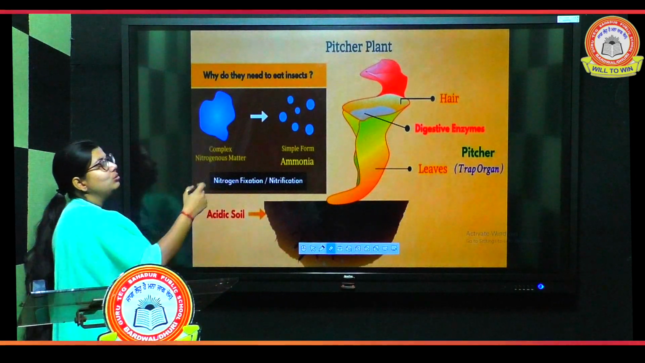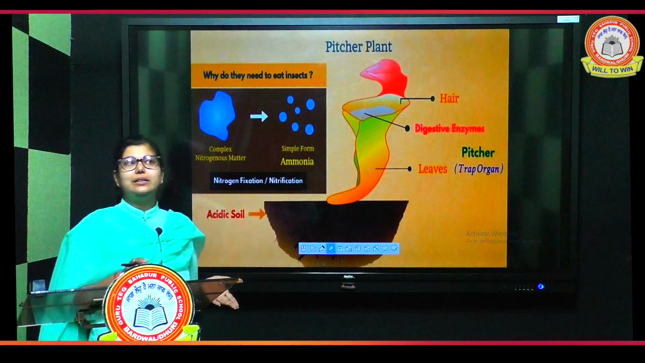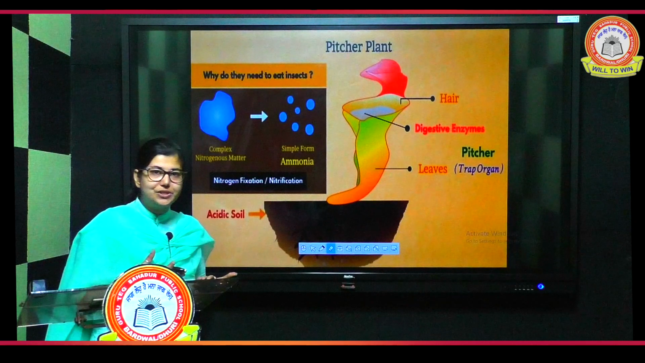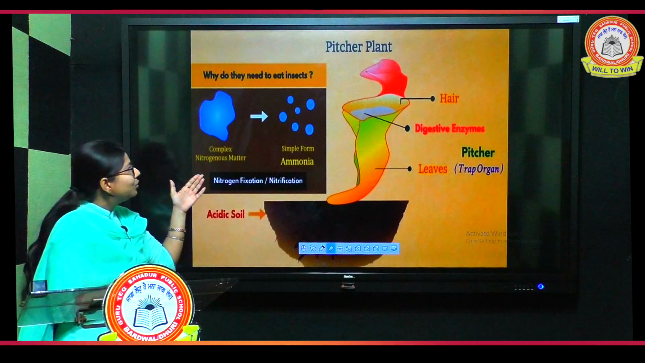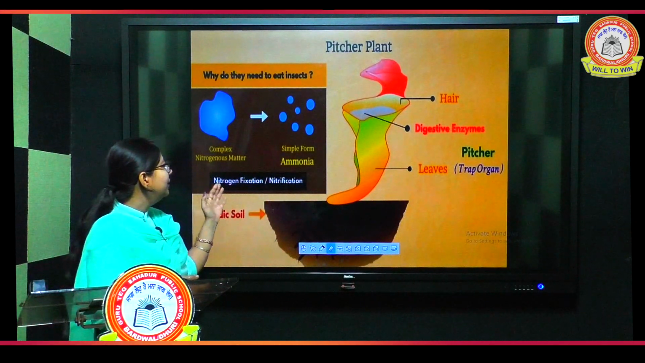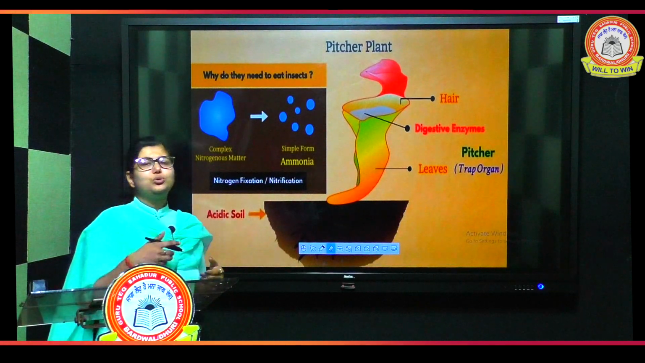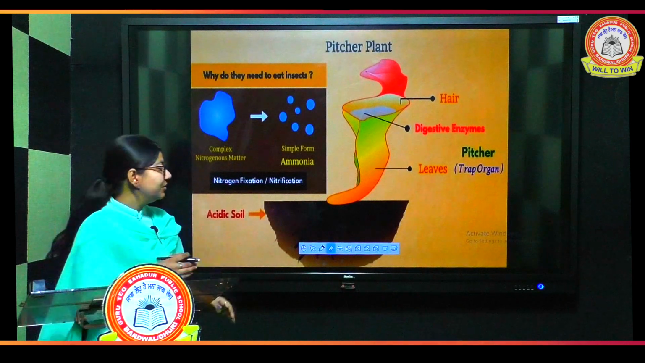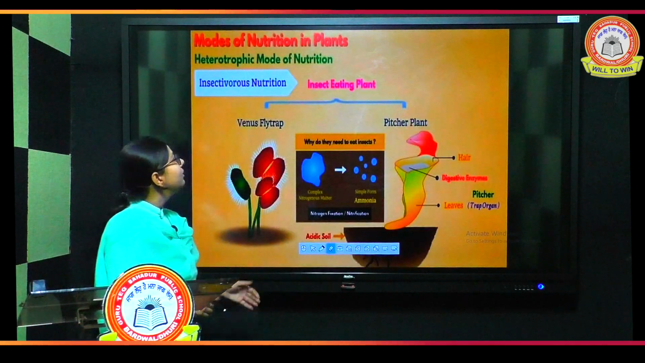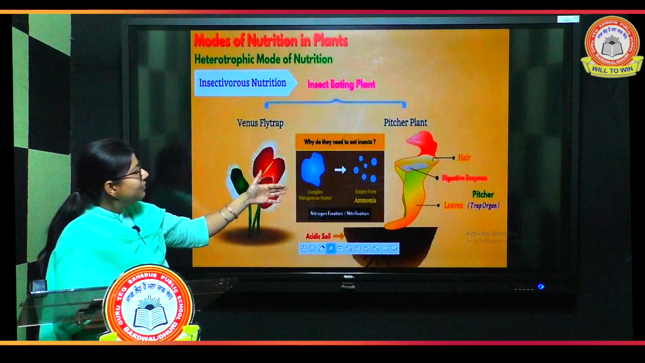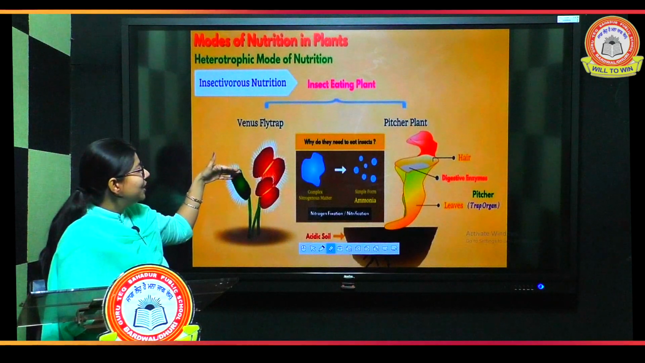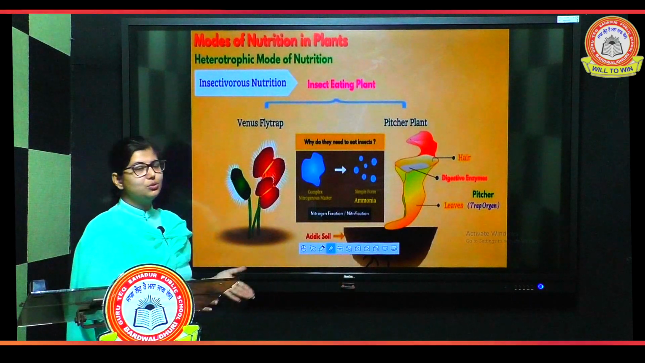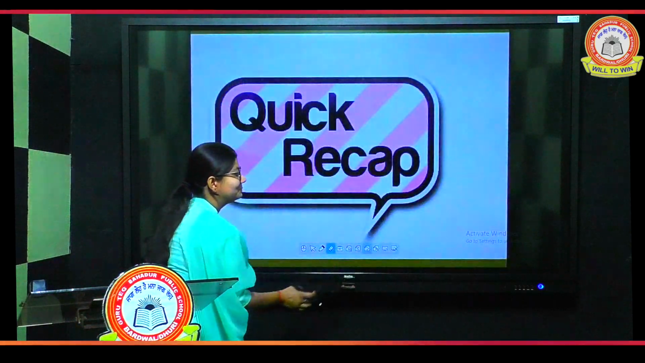Fine. So why do these insectivorous plants eat insects? They eat the insects to fulfill their nutrition. Fine. Complex nitrogenous matter is there, in simple form ammonia. So for this purpose, to fulfill their nutrition, insectivorous plants eat insects. Now here they have shown the Venus flytrap mechanism, which we have discussed, and the pitcher plant mechanism also. Both of these are given here, you can see.